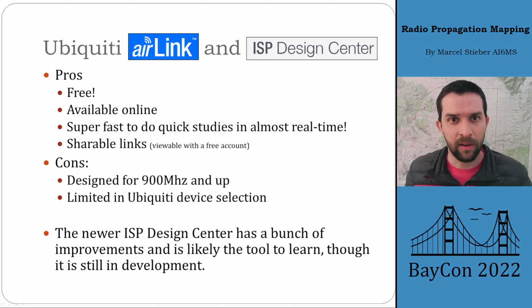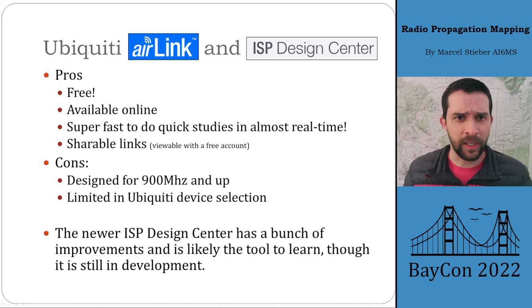So they have two pieces of software. airLink is their existing software. ISP Design Center is the new one they just released last year in 2021 in alpha. So it's still very new and is still getting a lot of kinks worked out of it, but it's pretty powerful, and they're likely going to switch to that fully, I'm assuming. So just keep that in mind as you're learning these pieces of software and playing with it.